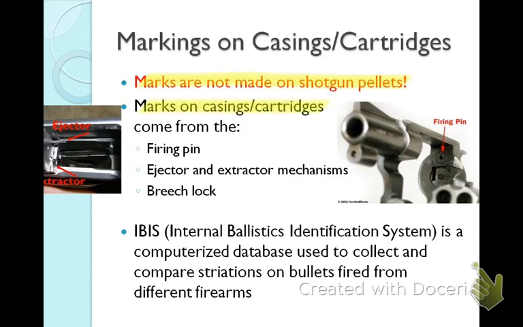Marks on the casings and the cartridges come from the firing pin, the ejector and extractor mechanisms, and the breech block. It's a little typo here. This should be breech block.